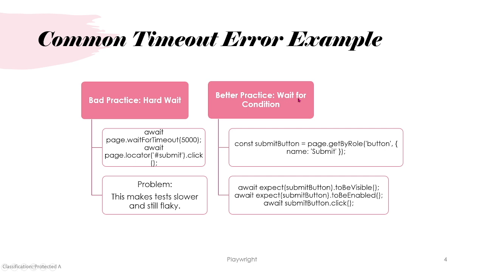Better practice: wait for a condition. First assign the submit button, using getByRole. First wait condition is toBeVisible. Second wait condition is the submit button toBeEnabled. Then do the action, click the submit button. So this is a wait condition, and when the conditions complete, do the action. So this is waiting for the condition and then doing the click.